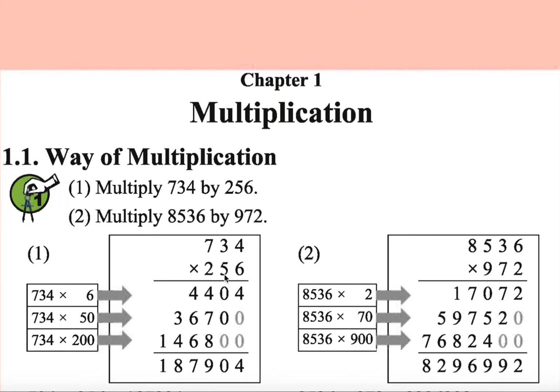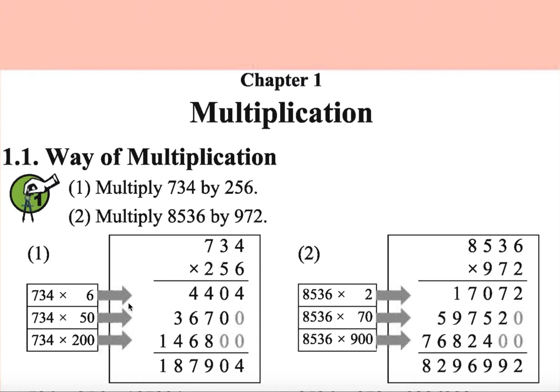Because this 5 is in the tens position when multiplied with 734, you should start from the tens place. Here this 2 is in the hundreds position, so you should start from the hundreds position. Once tens, hundreds, then you can add them up.